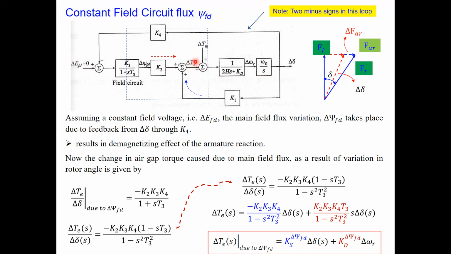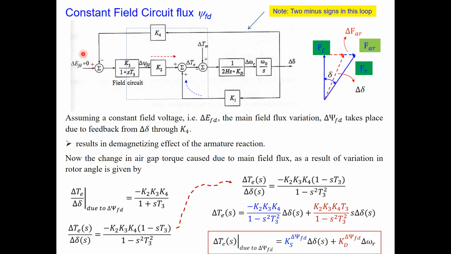The electromagnetic torque has two components. One is K1 into delta, with this part in this loop here. And then another loop is this one, the complete loop. It is this one path. So it will be through K4 times del delta into this term, and then this one. So del delta is this one, right?